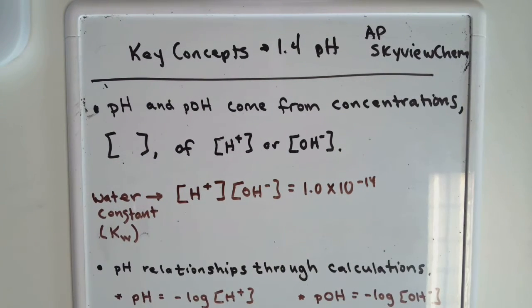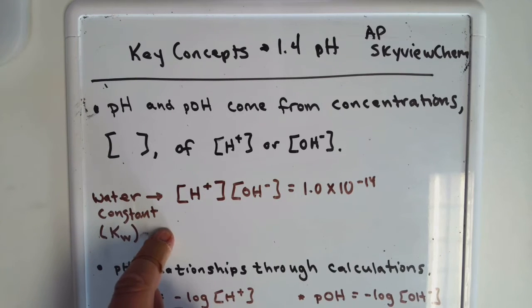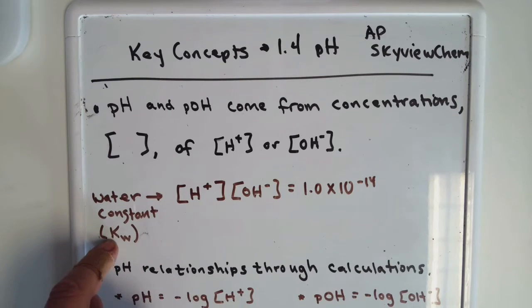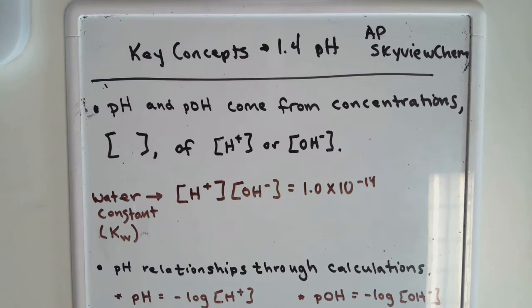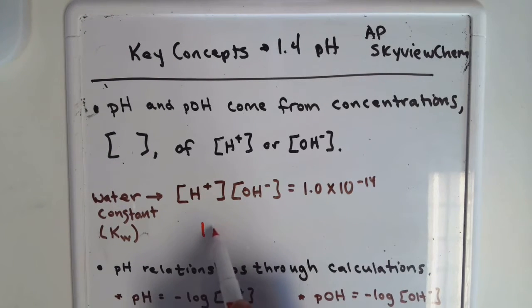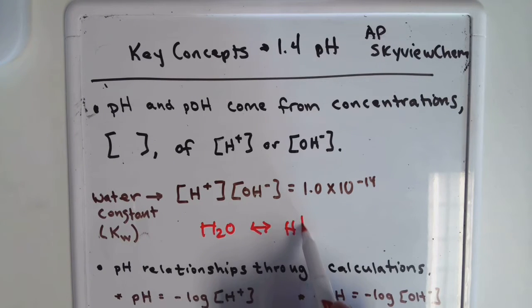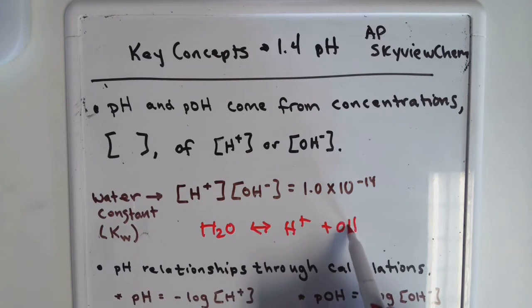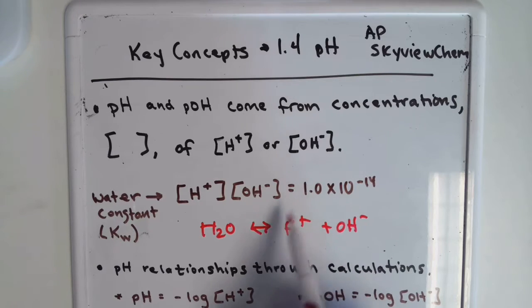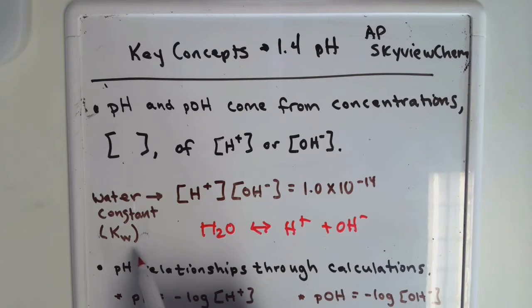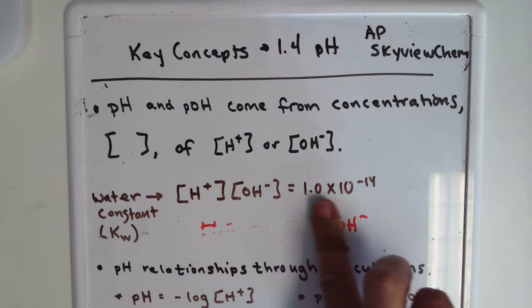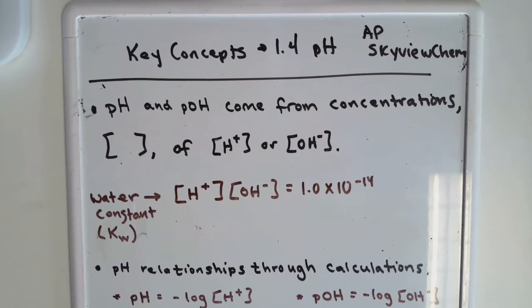Another thing you need to know coming into these calculations is what the water constant is. So Kw is a shorthand symbol for the water constant. It means when water breaks into its hydrogen and hydroxide ions, it comes into equilibrium with them. So it looks a little something like this: H2O goes into H+ ions plus OH- ions. These two ions are in equilibrium with water, so that's why it's called the water constant. Okay, and we can write that into an equation.